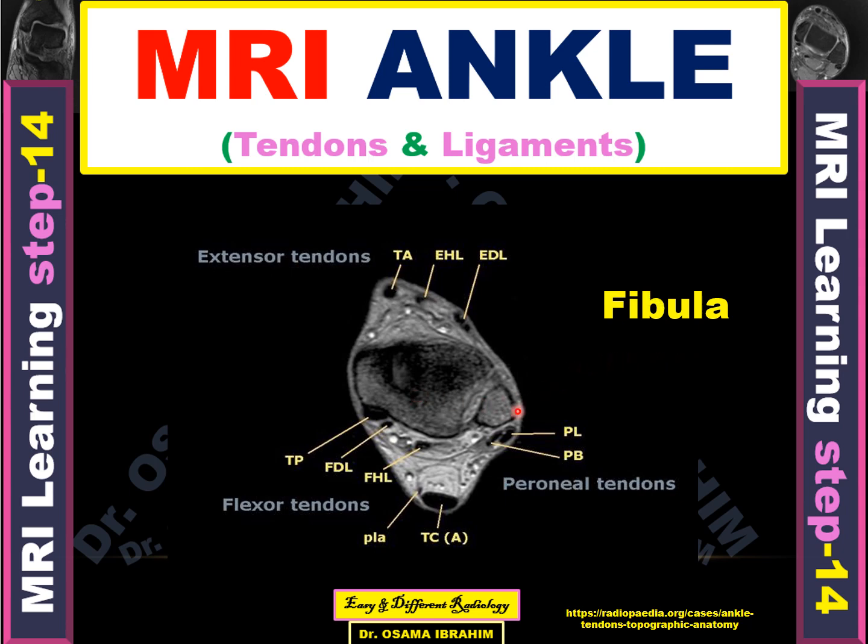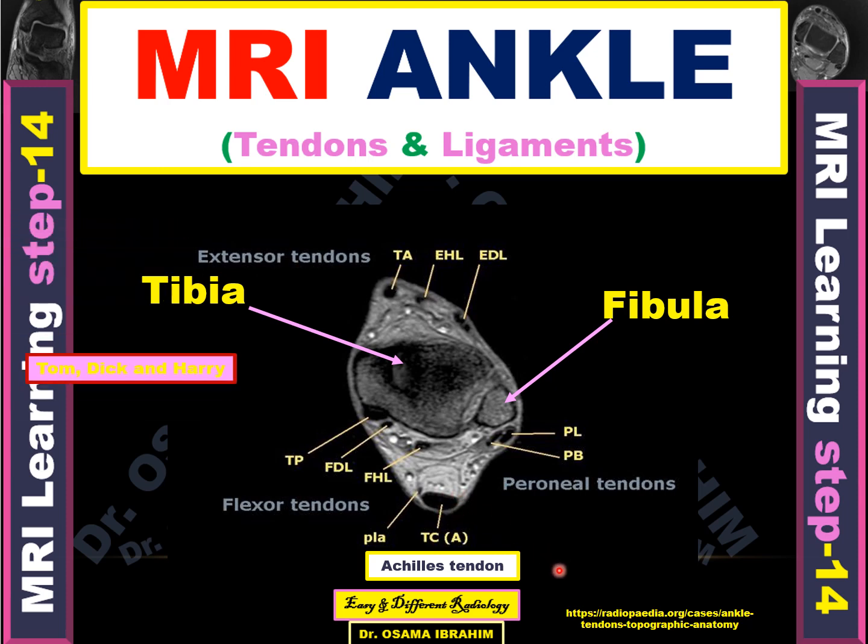First of all, you should determine where is the lateral and where is the medial. The fibula represents the lateral aspect of the film, and the tibia represents the medial aspect of the film. And this one is the anterior, and this one is the posterior. So, the only tendon in the posterior compartment of the ankle is the Achilles tendon. So, this black one is representing the Achilles tendon.